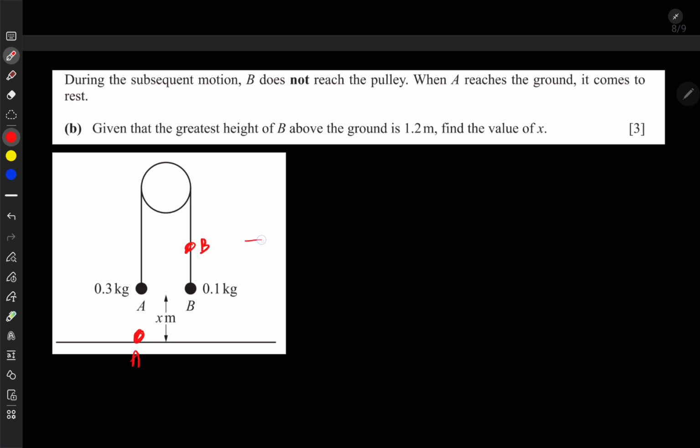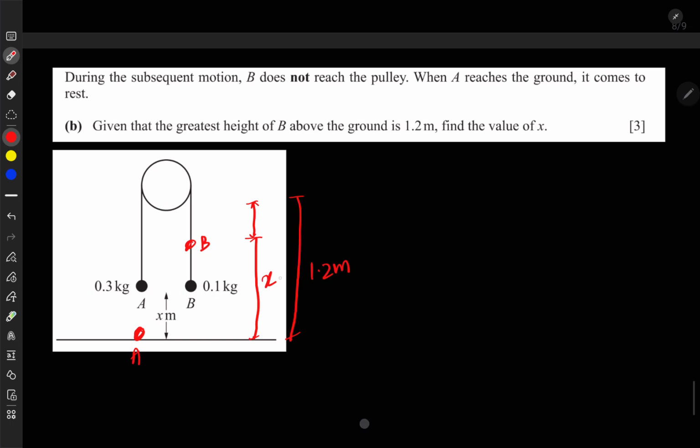At this moment B will have traveled x plus x. Okay, and then it is traveling for some more distance. Now the total distance is 1.2 meters. For x distance, this will be 2x actually. For x distance it is traveling with an acceleration of 5 meters per second squared, and then this small distance it is going up because of its previous velocity, or the velocity at this point. So let's try to find what is the value of x now.